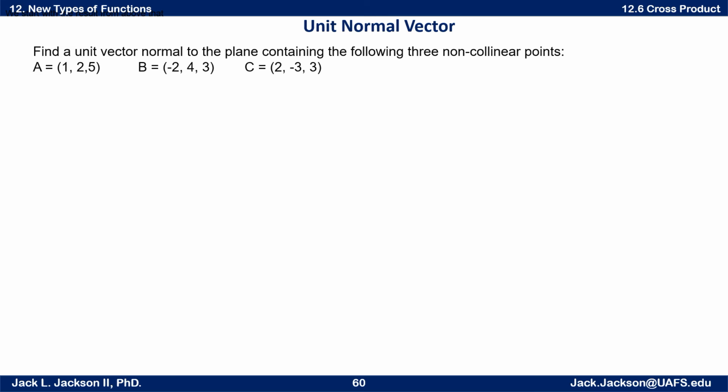So see if we can solve this problem. Find a unit vector normal to the plane containing the following three non-collinear points. Now remember, if you have 2 points, that determines a line, exactly one line through those 2 points. 3 points determine a plane if they're not collinear. So in other words, if they're not all in a straight line, there's exactly one plane containing these 3 points. See if you can figure out how to do this one on your own, and then if you can figure it out, come back and check your work here. Press pause now.